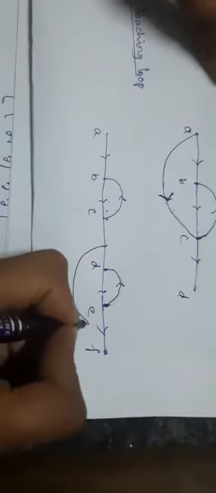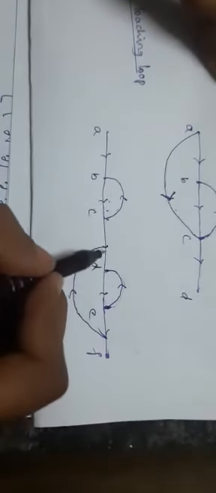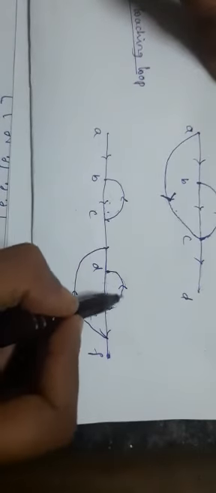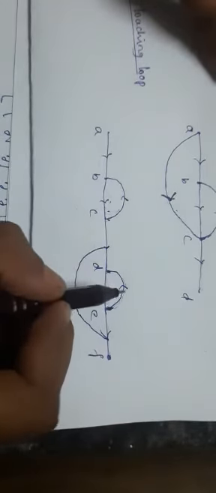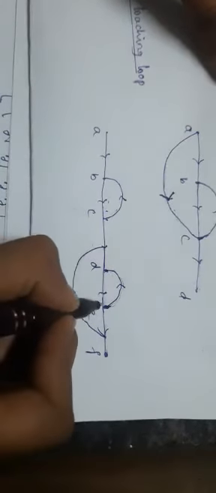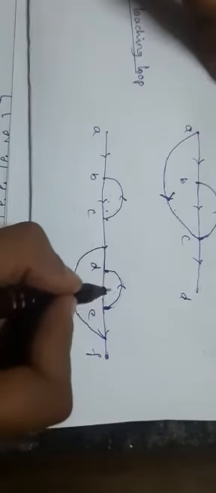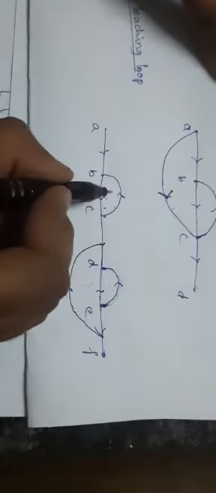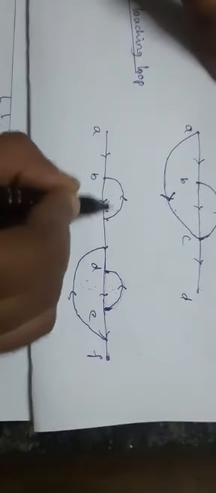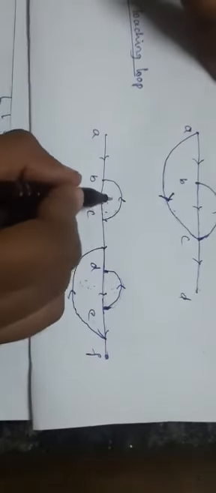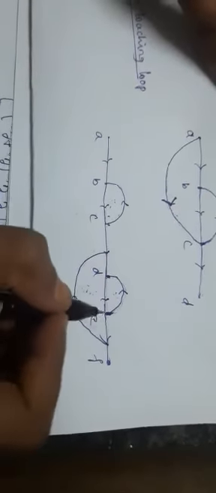See this one, this is one loop and this is one more loop, but they are not non-touching loops because two nodes are common between the two loops. See, this and this are non-touching because there is no common node between these two. This one and this one are non-touching loops, and this one is also a non-touching loop. Understood?